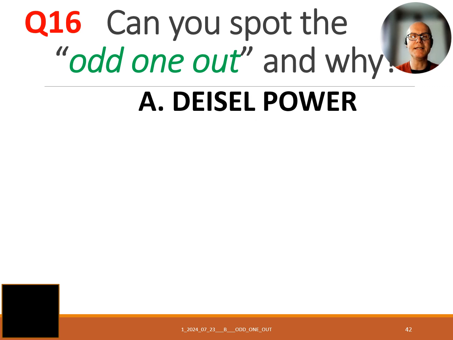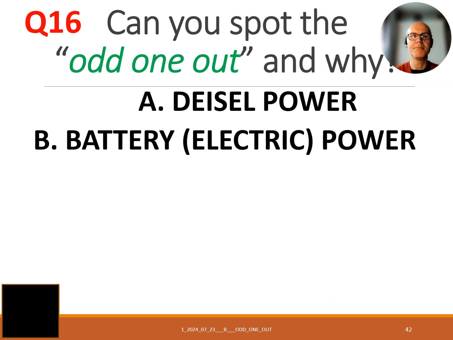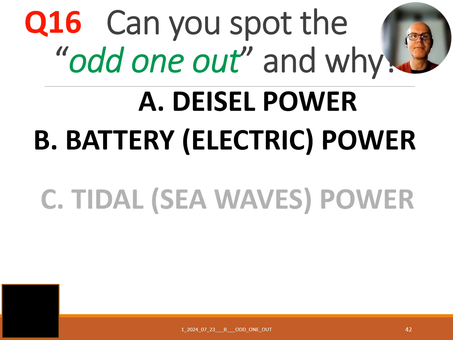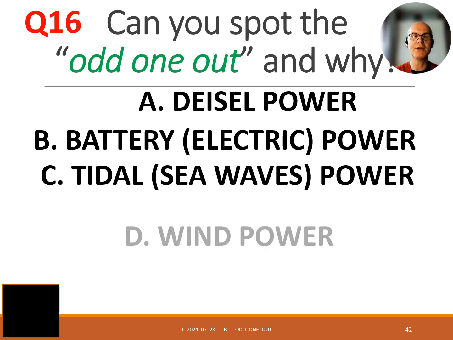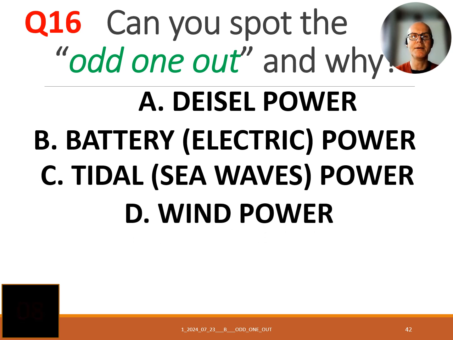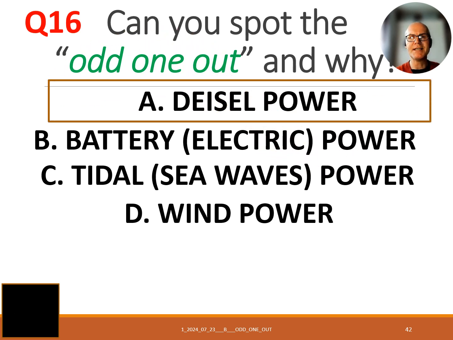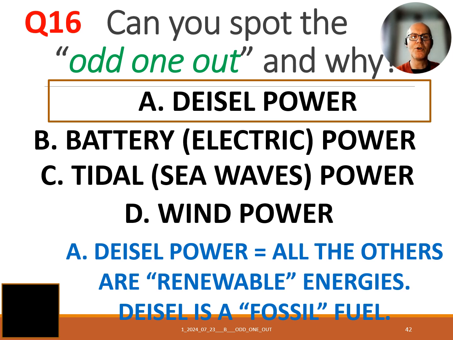Question 16. Diesel power, battery electric power, tidal sea waves power and wind power. What's the odd one out from these 4 power sources and why? The answer was diesel power, because all the other 3 are renewable energies, whereas diesel is a fossil fuel.